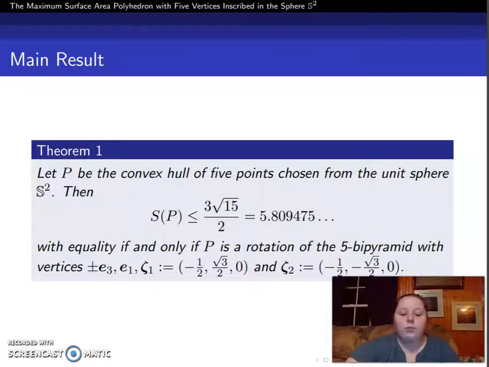We proved our theorem, which states that the surface area of such a polytope must be less than or equal to 3 square roots of 15 over 2, or approximately 5.81, with vertices at positive and negative E3, meaning the north and the south poles, and the other 3 forming an equilateral triangle with its vertices at E1, zeta 1, which is defined by negative 1/2, square root of 3 over 2, and 0, and zeta 2, which is defined by negative 1/2, negative square root of 3 over 2, and 0.